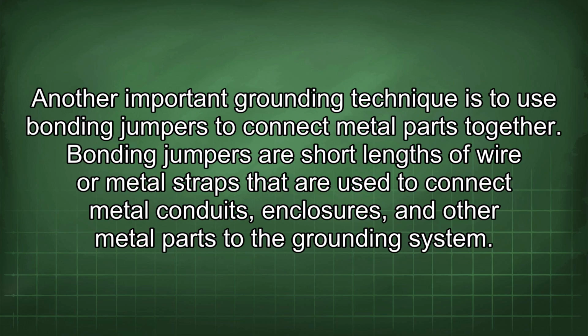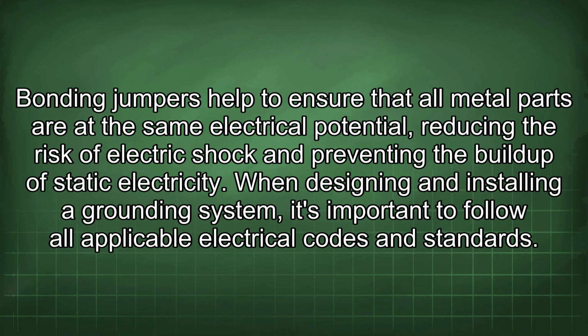Ground rods help to dissipate fault current into the earth, reducing the risk of electric shock and preventing damage to equipment. Another important grounding technique is to use bonding jumpers to connect metal parts together. Bonding jumpers are short lengths of wire or metal straps that are used to connect metal conduits, enclosures, and other metal parts to the grounding system. Bonding jumpers help to ensure that all metal parts are at the same electrical potential, reducing the risk of electric shock and preventing the buildup of static electricity.